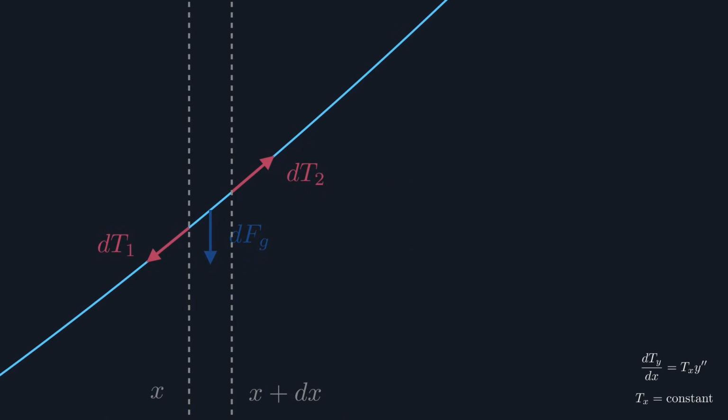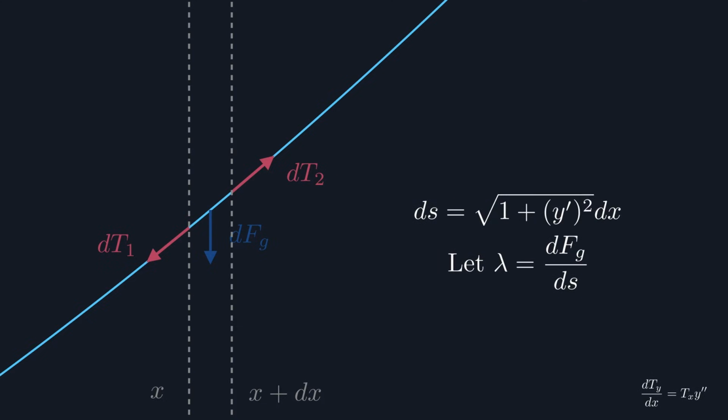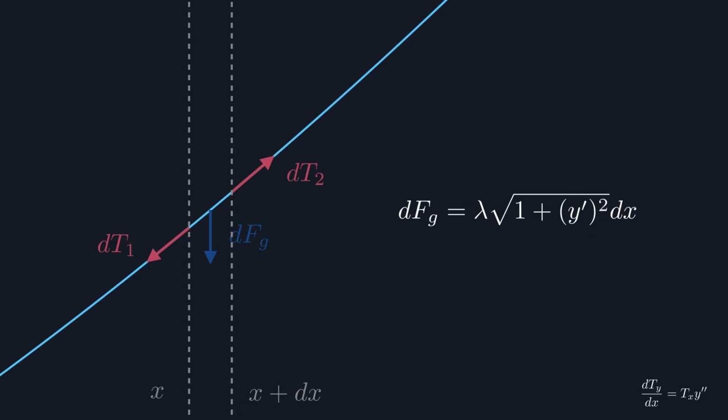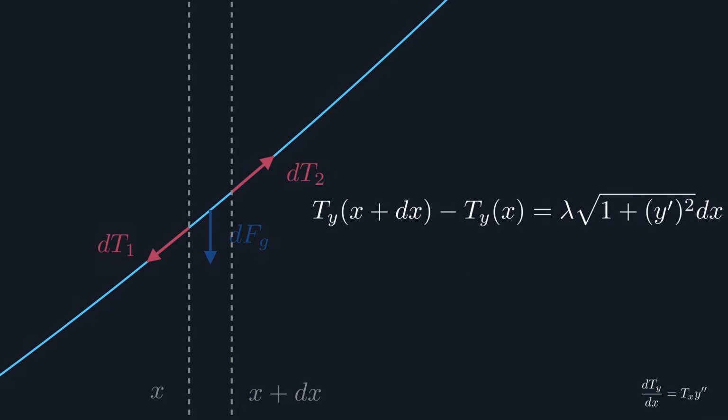After that, we define some constant lambda to be equal to the weight of the chain per unit arc length. That means if we multiply the arc length of the segment of the curve by lambda, then the entire left-hand side is essentially just the weight. Looking at the force diagram, the only thing canceling out weight is the difference in the vertical tension, so the weight is also the difference in vertical tension.